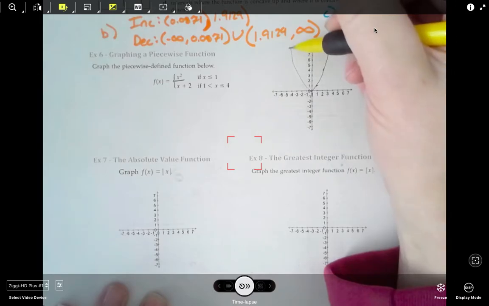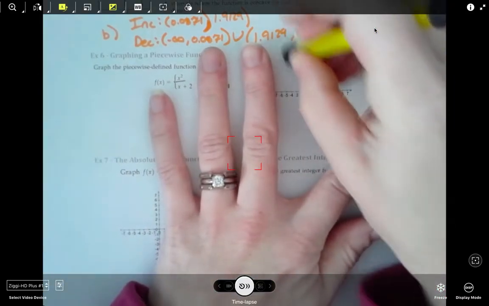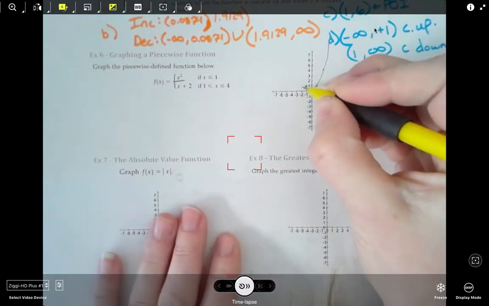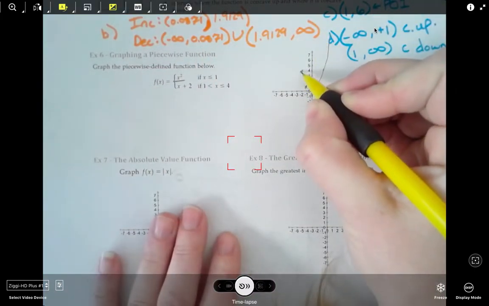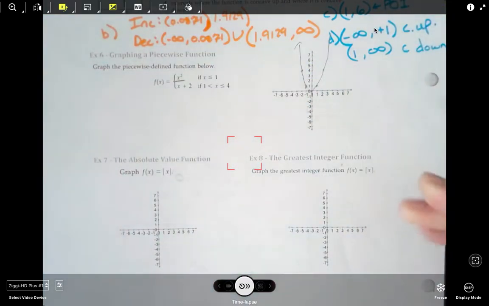Now, we only want this parabola, 1, 1, 2, 4. Let me make sure it's, nope, we're not right over here. 1, 1, 2, negative 2, 4. Okay, I'm going to make him nice. There you go, that's what he looks like, okay?